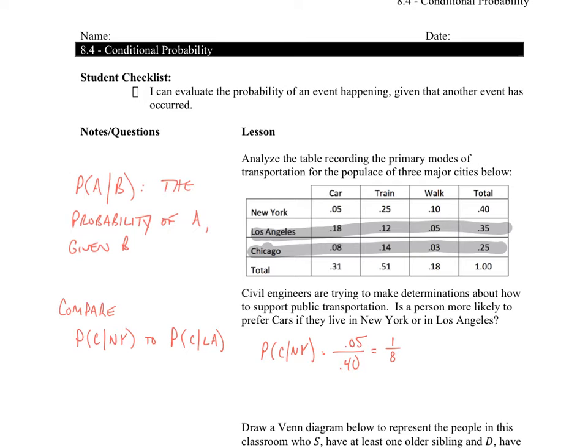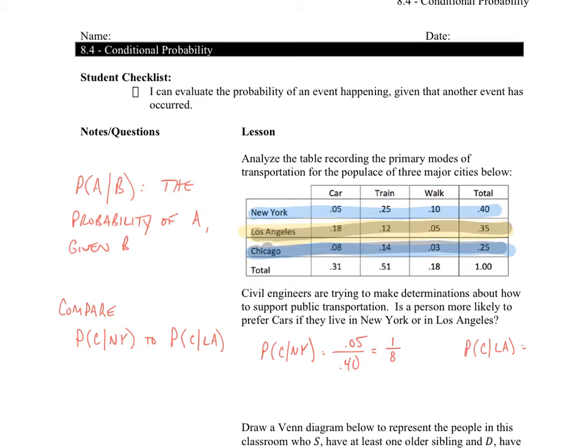But let's do the same thing for the probability of someone taking a car given that they live in LA. So if I'm going to calculate the probability that someone takes a car given that they are in LA, I don't care about any of these other groups. I'll use blue this time to cross out the stuff we don't care about. Don't care about New York people. Don't care about Chicago people. I only want to know what's going on in LA. So these are the people I'm focused on right now.